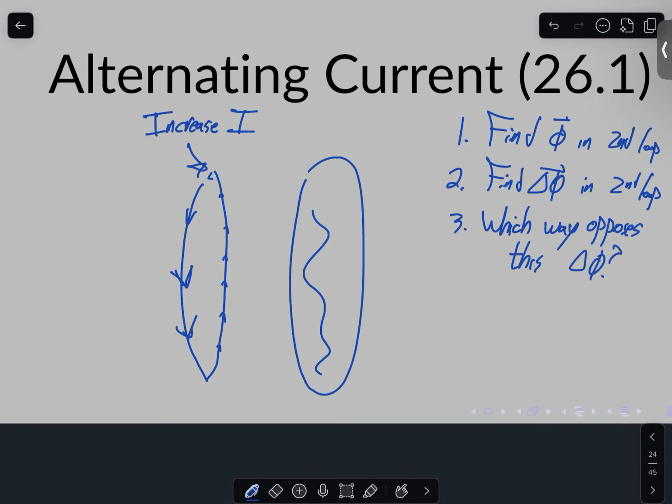Here's steps 1, 2, 3. Find the direction of the flux from the original current, from I1. Find the way that that is changing. And then I want you just to tell me which direction should the flux be, left or right, for all of these. Which way opposes that change? I'm increasing the current in this left loop.